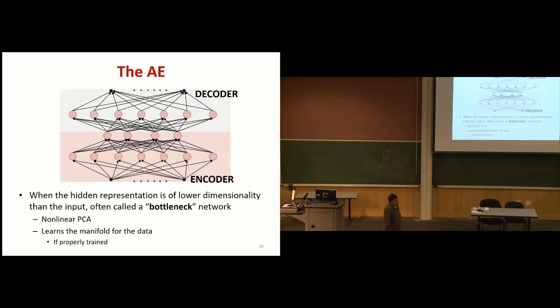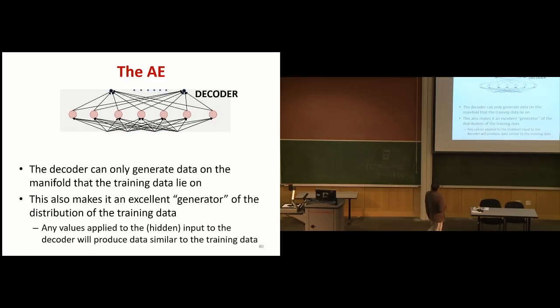But anyway, for a little bit of fun stuff, just even the fact that they can actually learn to encode and decode the structure of the data, we can put this to use. Now, when the hidden representation is of lower dimensionality than the input, we're going to call this a bottleneck structure. We've seen that it performs nonlinear PCA. It learns the manifold for the data if it's properly trained. Now, but here's the fun bit. The decoder can only generate data on the learned manifold, right?